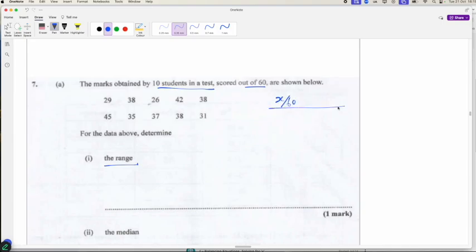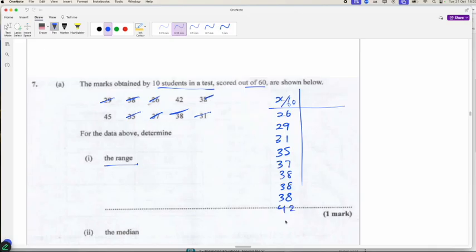And what's the lowest? 26. 26, thank you. 26 is the lowest, and then what? 29, and then 31, 31, 35, 37, 38 3 times, 42, and 45. So the range here, and this is a simple range question in this particular case, right?